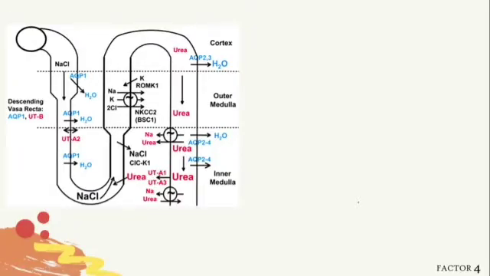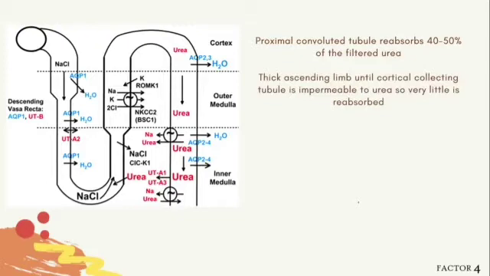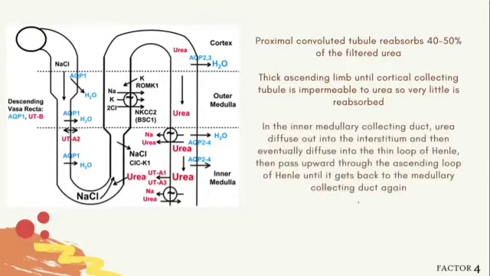Note that in the proximal convoluted tubule, 40 to 50% of the filtered urea is reabsorbed. But in the thick limb of the loop of Henle, up to the cortical collecting tubule, urea is impermeable, so very little is reabsorbed here. But as the urea flows into the inner medullary collecting duct, the high concentration of urea and the urea transporters cause it to diffuse into the interstitium, which then eventually diffuses into the thin loop of Henle, then passes upward through the ascending loop of Henle until it gets back to the medullary collecting duct again.